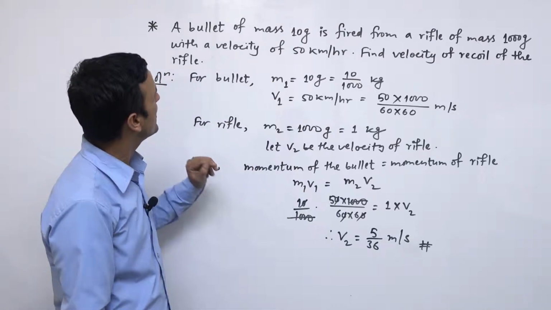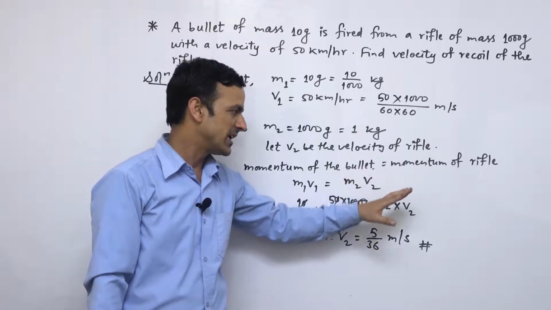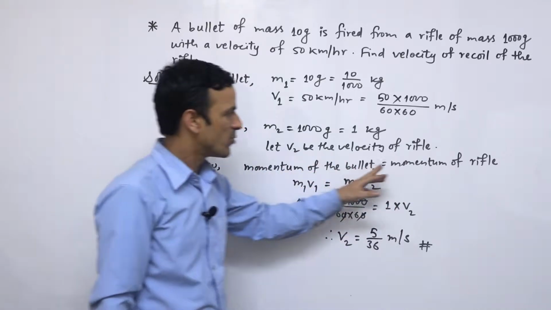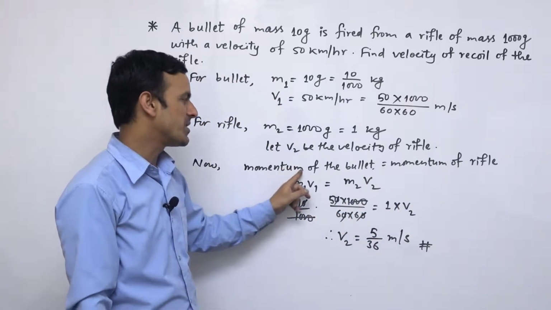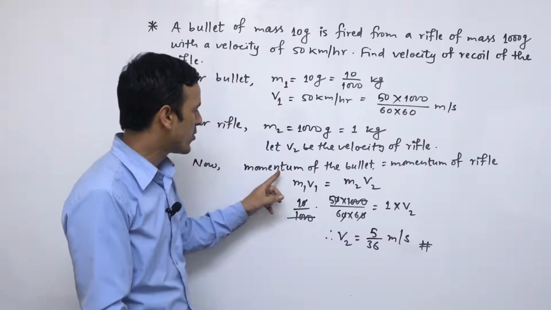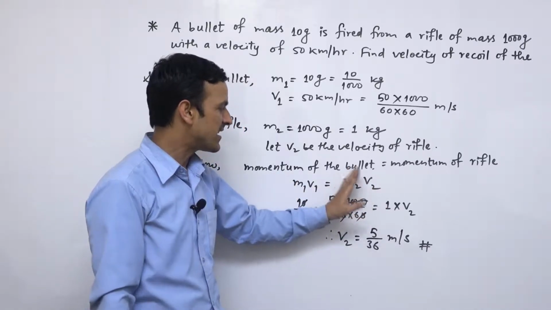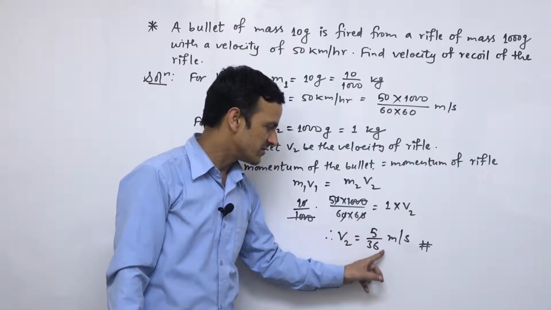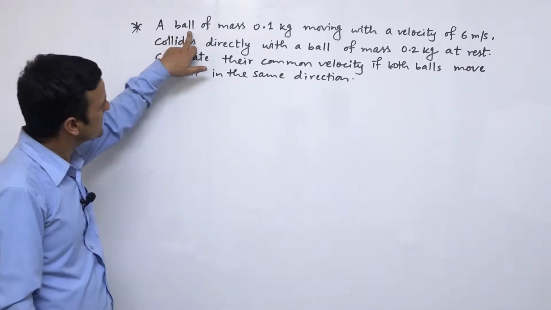So in this problem we can show that the momentum of the bullet and rifle before firing is equal to the momentum after firing. Both are equal and the momentum formula is mass into velocity. So arrange like this, and after substituting we get this term, which is the velocity of the rifle. So let's see the next problem.